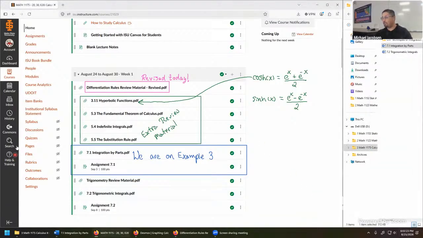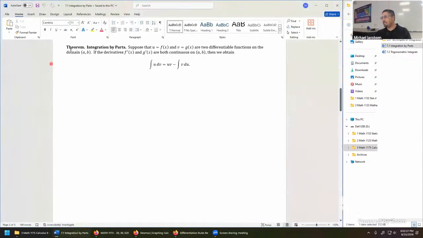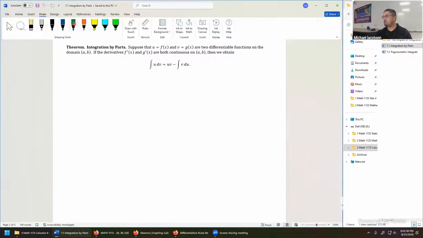So let's jump in where we left off. We're on example 3, but before example 3, here's the entire theorem for integration by parts. So here's the idea. In integration by parts, we have two functions we're considering, an f of x function, which we denote by u, and a g of x function, which we denote by v. And then here's the whole theorem.